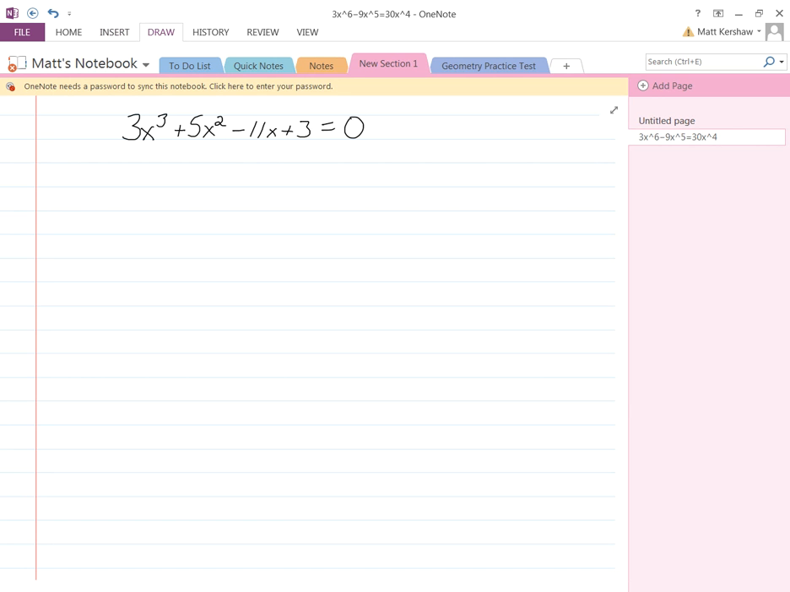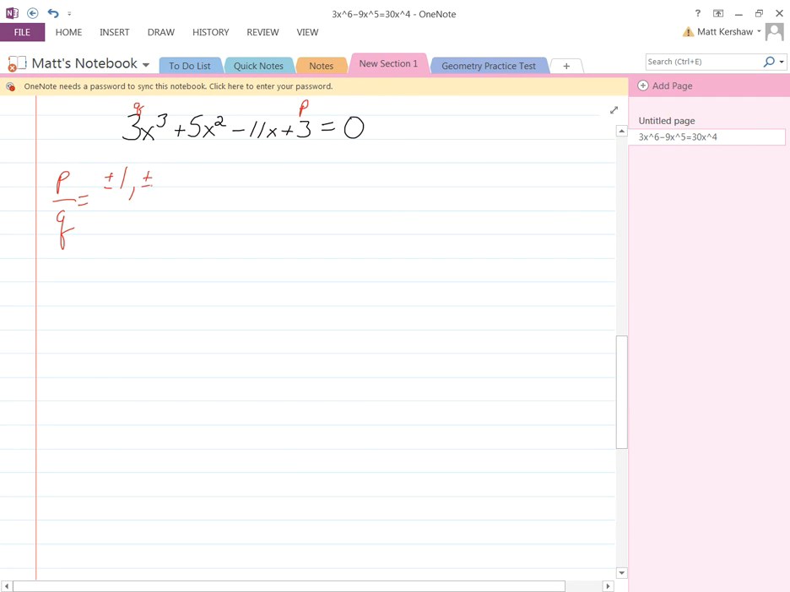So we're going to write all the factors of P over all the factors of Q. So the factors of P are 1 and 3. The factors of Q, again, are 1 and 3, plus or minus. So now we're just going to simplify this.